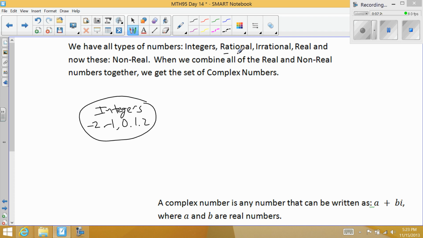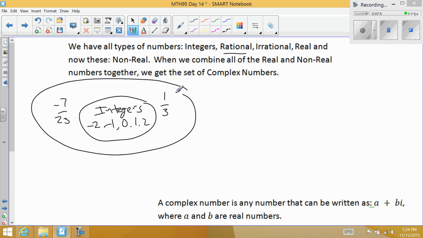Rational numbers are any numbers that can be written in the form of a fraction. So like 1/3, 7/8. Any integer, like the number 2, can be written in the form of a fraction. 2 is the same as 2 over 1. So all integers are also rational numbers. So let's throw a few more rational numbers in here. 1/3, negative 7 over 23. Combine them with the integers, and we get the rational numbers.